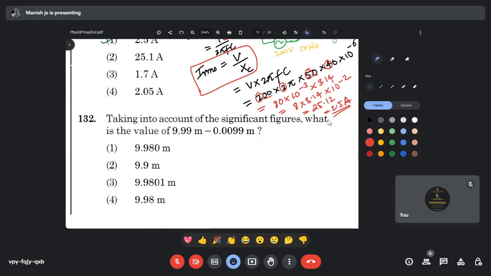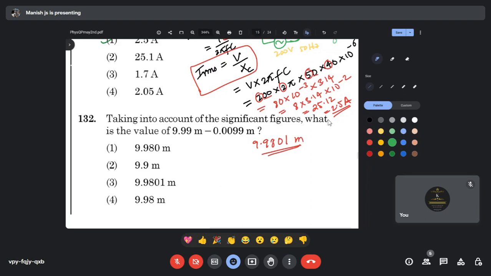This is a question. Simplification again, you'll have to simplify and find out the answer. Go for a subtraction and tell me how much you're getting. So 9.99 minus 0.0099, you would get 9.9801, isn't it?